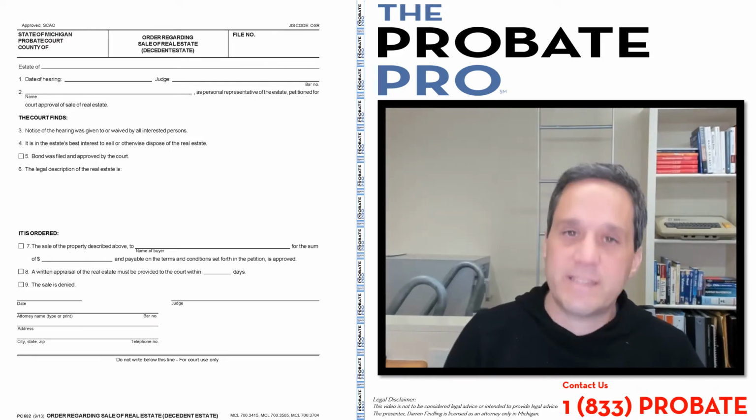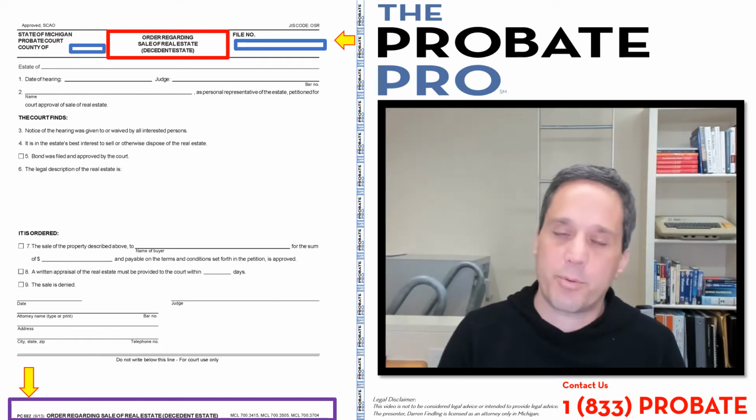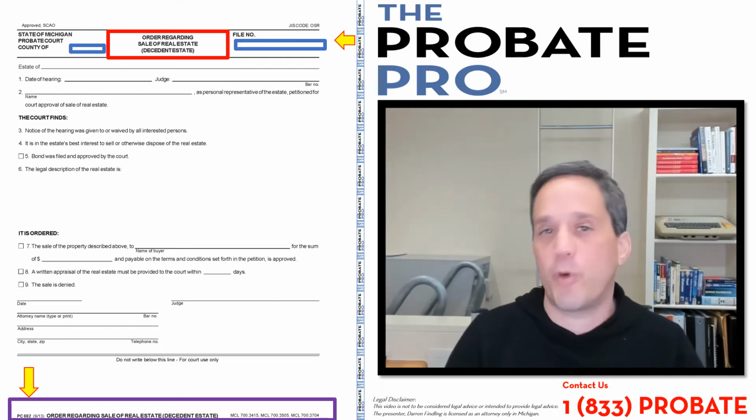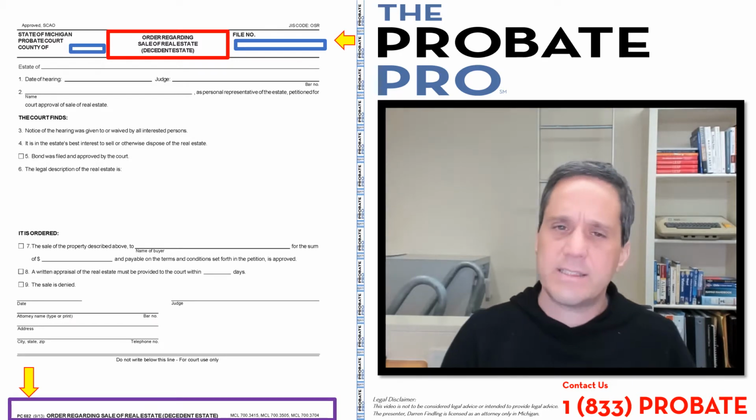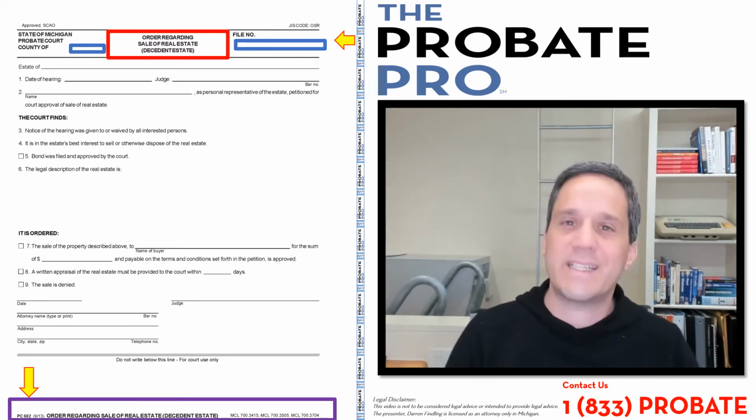Trying to sell real estate out of a deceased probate estate. Hi, I'm Darren Findling of the Probate Pro, and we're going to examine SCAO Form PC 682. SCAO for State Court Administrative Office, PC for Probate Court, Form 682.